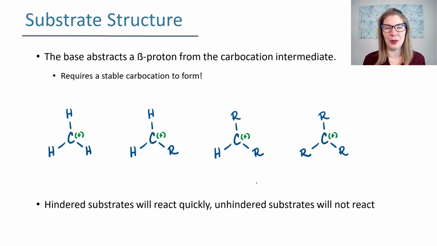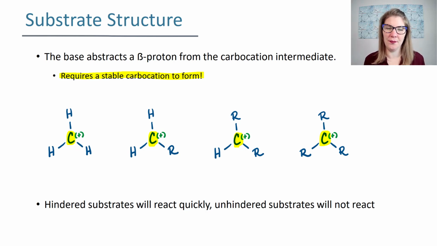Let's talk about that substrate a little bit more. What's going to happen in this reaction is a base is going to come in and abstract a beta proton. First, we need to talk about where the beta proton is. When we consider what's happening, your leaving group is leaving, and you end up creating a carbocation. That carbocation has to be stable in order for it to form. If we focus in on the carbon that bears the positive charge, that's the carbon where the leaving group used to be attached to. The leaving group has since left.